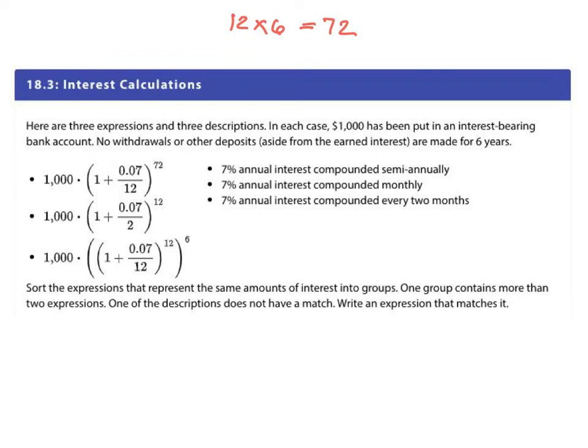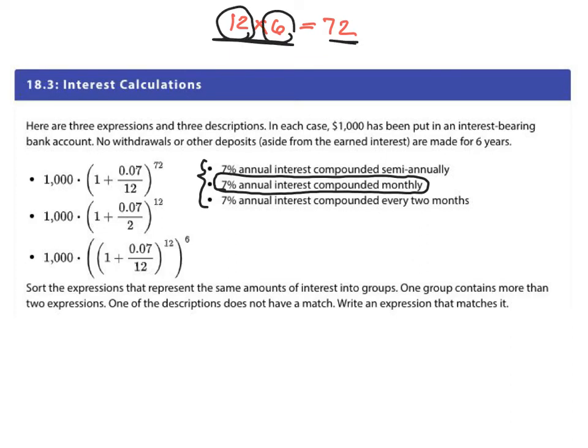Okay? So let's read through these descriptions. I have 7% annual interest compounded semi-annually. 7% annual interest compounded monthly. 7% interest compounded every 2 months. Okay, this is the one we've done a little bit more of. So let's look at this. 7% annual interest compounded monthly. And we said that we're doing this for 6 years. So monthly for 6 years would be 72.